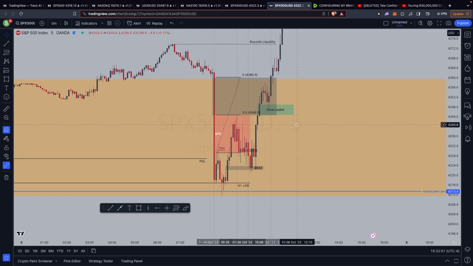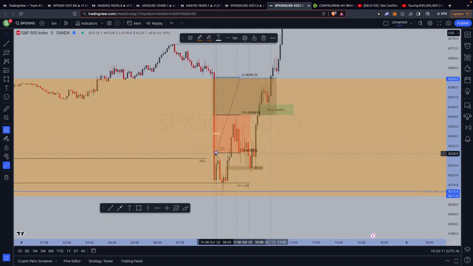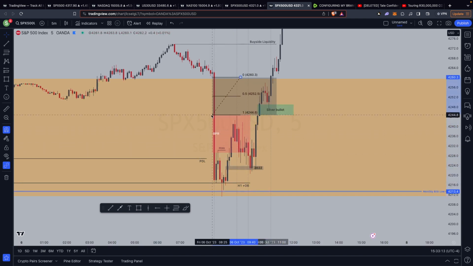Yeah, there we go. So this is the premium and the discount of this BPR. So discount prices have been completely filled. But now again, this inefficiency that is left here has its own premium and discount. Sorry, I wanted to take the fib. If I can just take my fib and get the center of this, so I can have premium and discount of this.